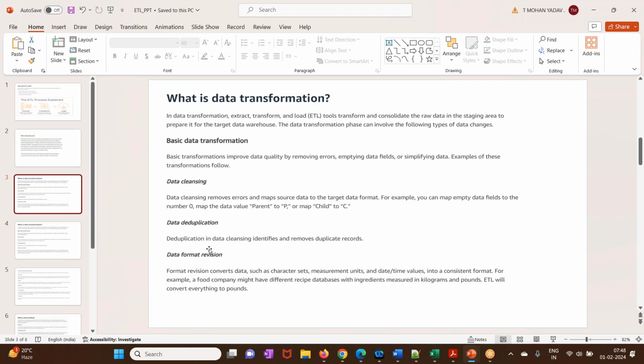Then the next step is data format revision. Data format revision speaks about this: suppose some people measure height in centimeters and others in inches. In order to keep it constant across the system, we use either inches or centimeters. Another example quoted was kilograms and pounds, whatever the data present, and we make it either kilogram or pound. This is also one kind of data transformation from an ETL perspective.